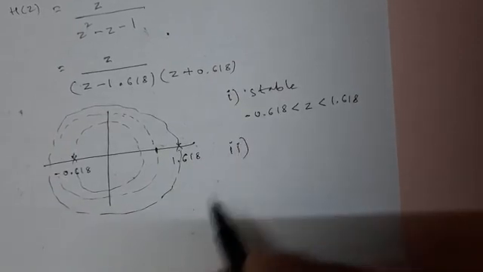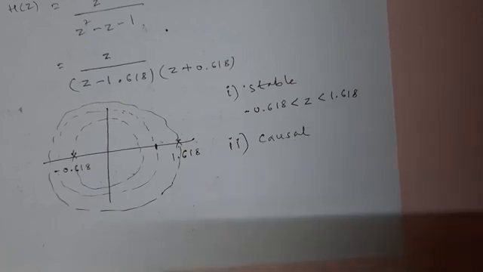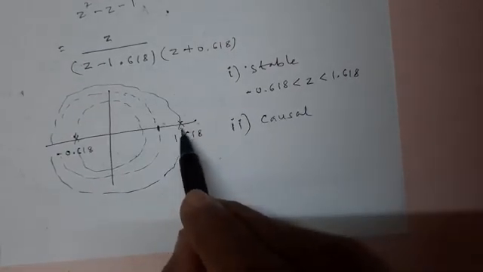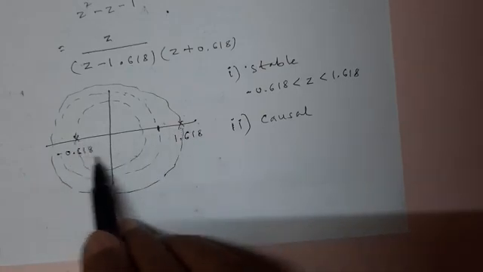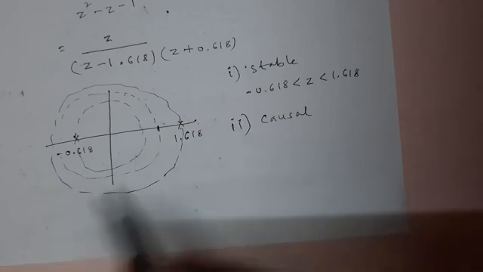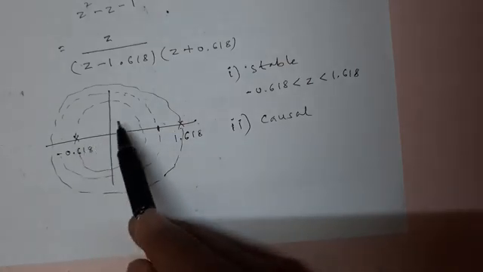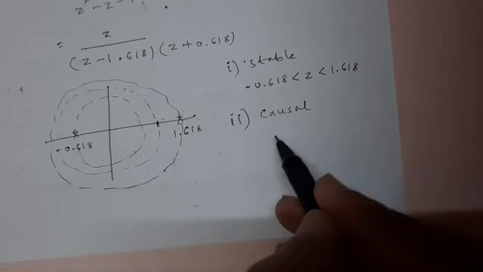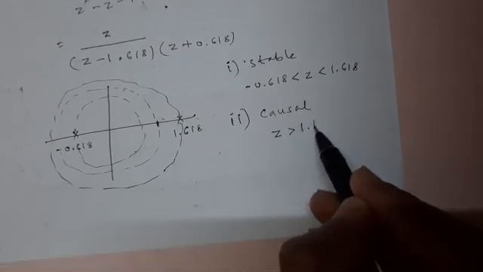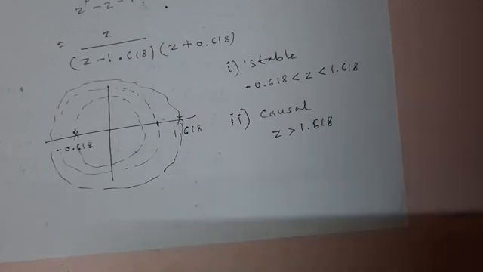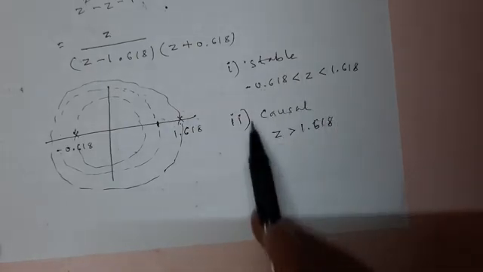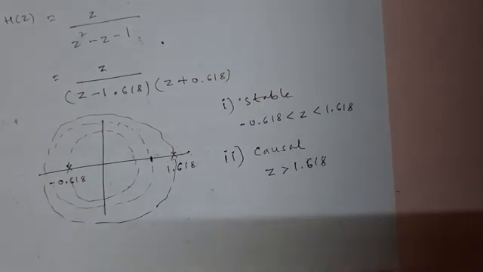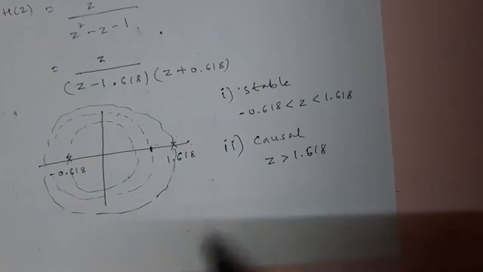Next, causality. A system is said to be causal when the ROC is exterior to the circle. This is your last pole 1.618, this is 0.618, the inner circle, and the outer circle is 1.618. It should be exterior to the circle. If you say exterior to 0.618, then it will include this pole. But if you say exterior to 1.618, then it will serve the purpose. So these are how you have to write the ROCs with respect to stability and causality. When z is greater than 1.618, plot it and show exterior to the circle.